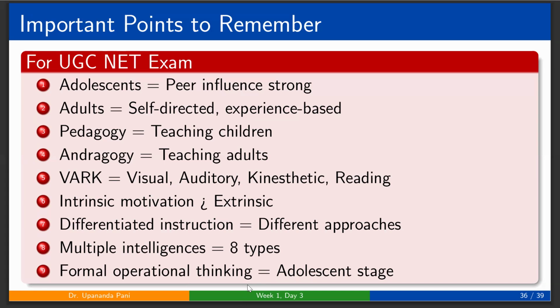BARK is a short form. You can remember it as visual, auditory, kinesthetic, and reading. There are two types of motivation, intrinsic motivation versus extrinsic motivation, and there should be differentiated instruction, which is basically different approaches to teaching. Then multiple intelligences. There are 8 types of intelligences which we have already discussed, and formal operational thinking starts with the adolescent stage.